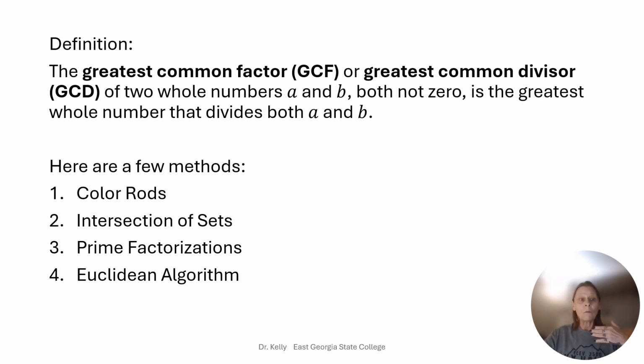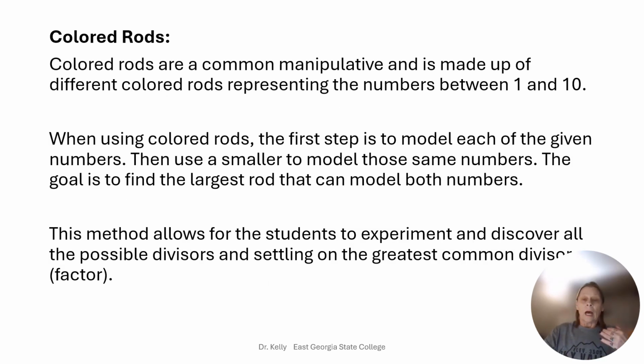We're going to go over a few methods. There's the color rod method, the intersection of the sets, prime factorization, and then finally the Euclidean algorithm. I'm not going to draw out the colored rods because you guys have seen my drawing and it's not very good. So I'm going to explain the process here. Colored rods are a manipulative in almost every elementary school. They are the rods from 1 to 10, and each denomination of the rod is a different color.